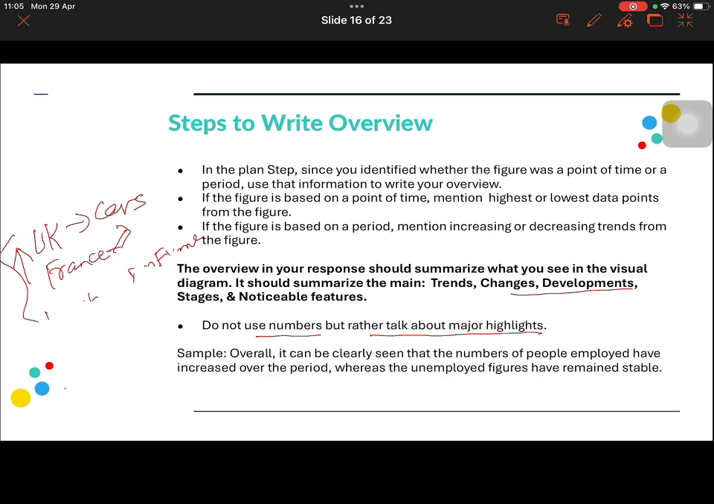Paragraph. So here is a sample of an overview. Overall, it can be clearly seen that the numbers of people employed have increased over the period, whereas the unemployed figures have remained stable, right? Now, this is a sample of a different kind of question. However, you can see that I have not used any number and I'm just giving a general summary of what's probably happening in the figure.